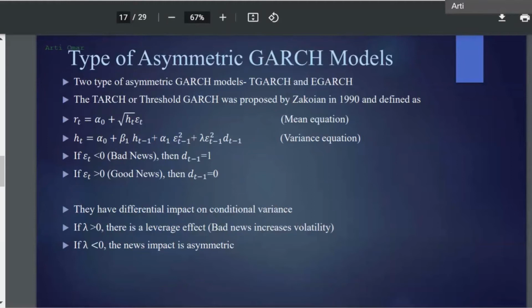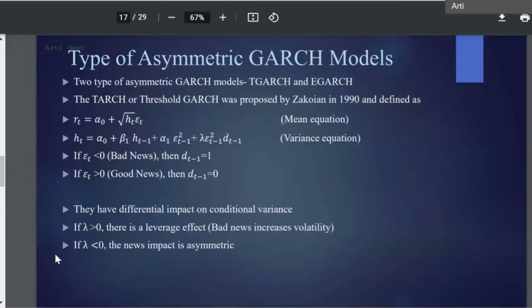You can see the mean equation is the same as what we have been seeing since the beginning. Return is equal to alpha naught, which is the excess return, plus the square root of ht. ht is sigma squared, so when we take the square root of ht, that becomes the standard deviation. And then we have an error term. So this is the mean equation, and it is the same across all the models we have seen.